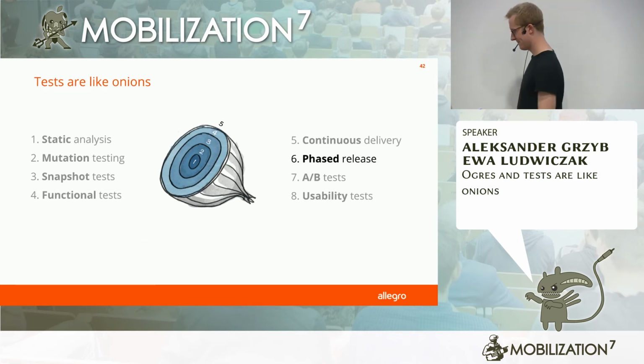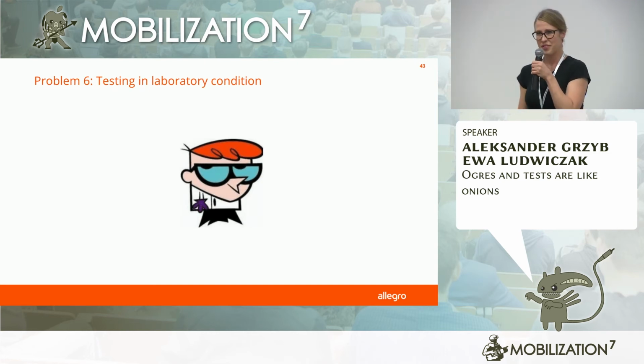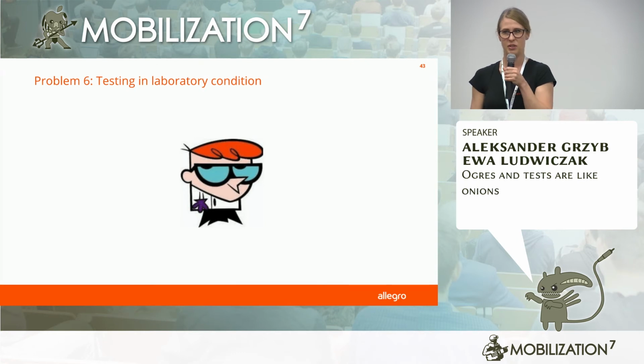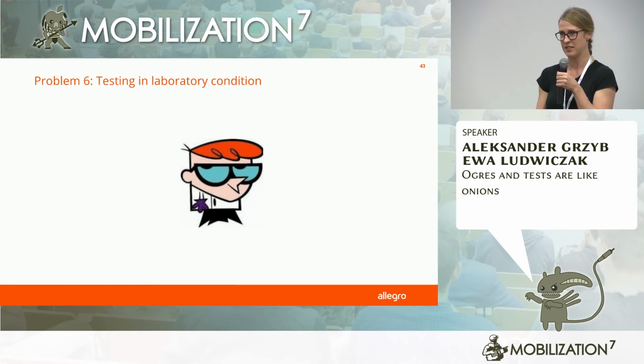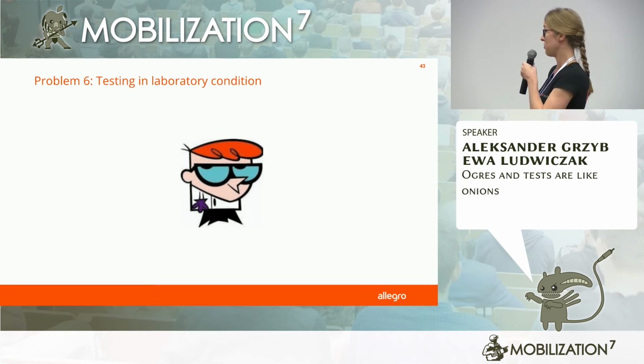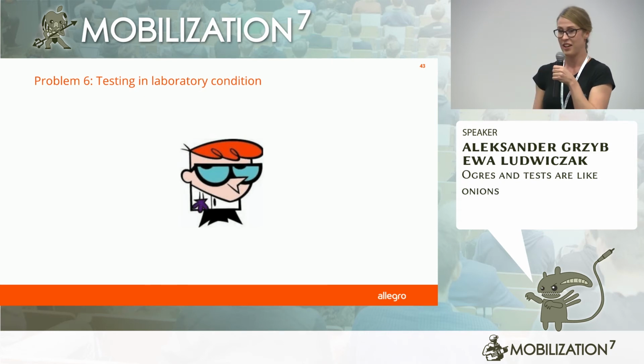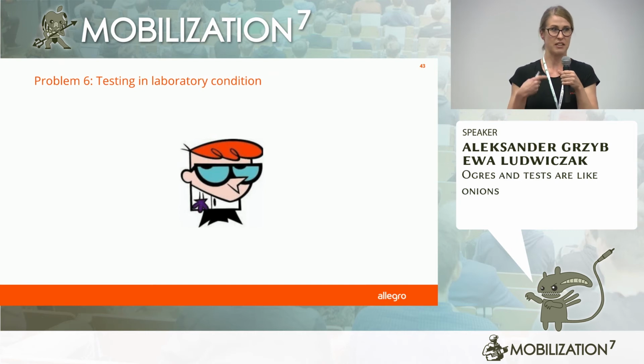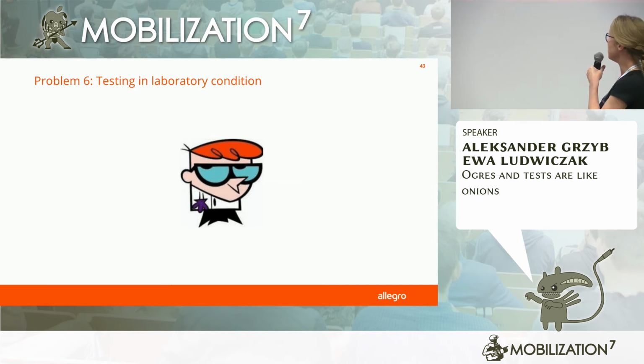Great, so let's move to another layer. We test in laboratory conditions. Laboratory, I mean, we test in our office, sitting by the desk, with good Wi-Fi connection. So we are using test cases. It's really hard to use real use cases. Of course, we think about it, but sometimes it's really hard to reproduce it really deeply.